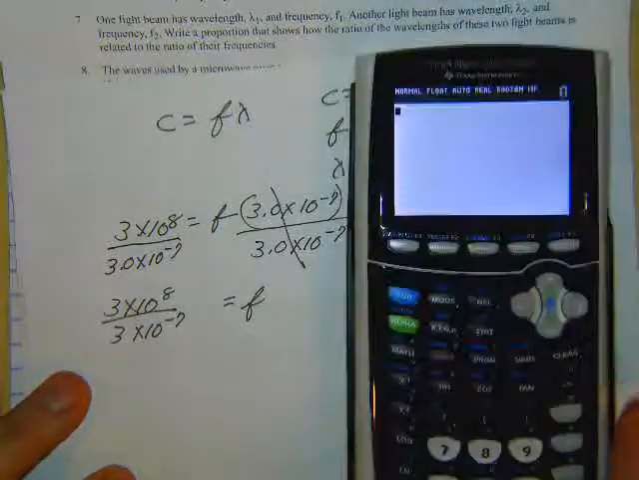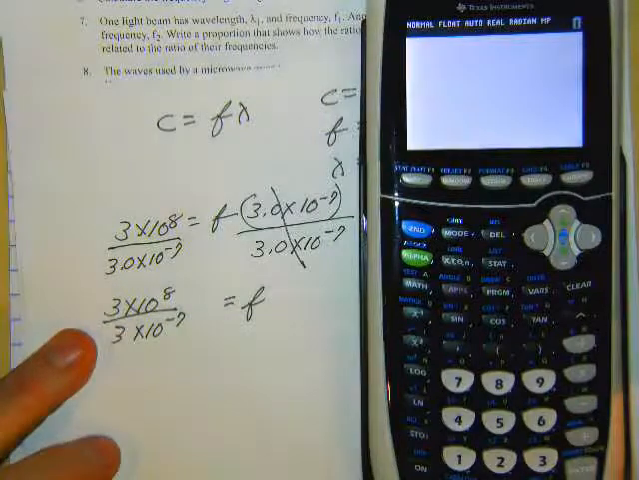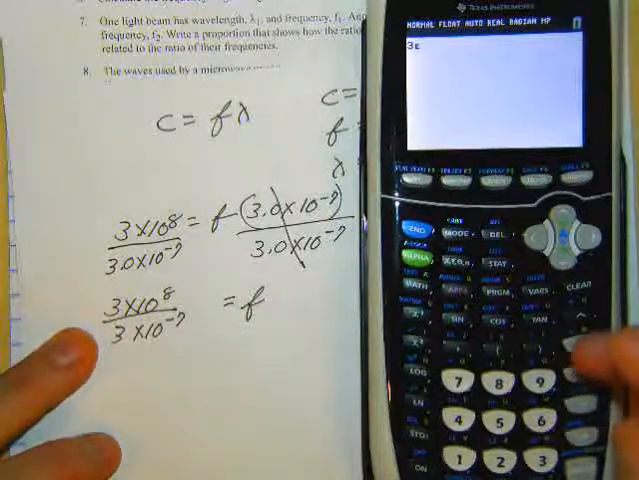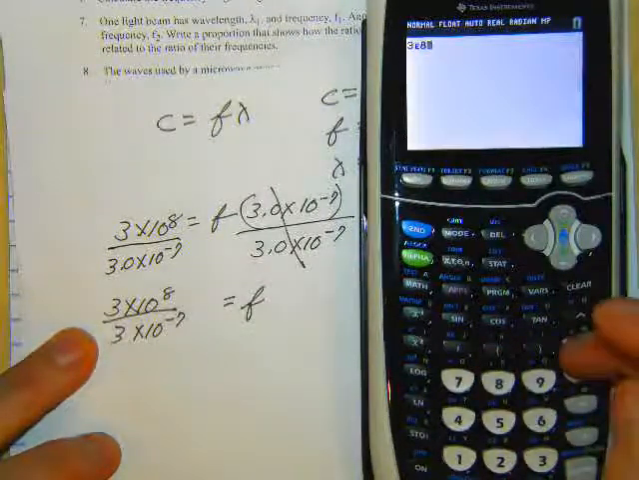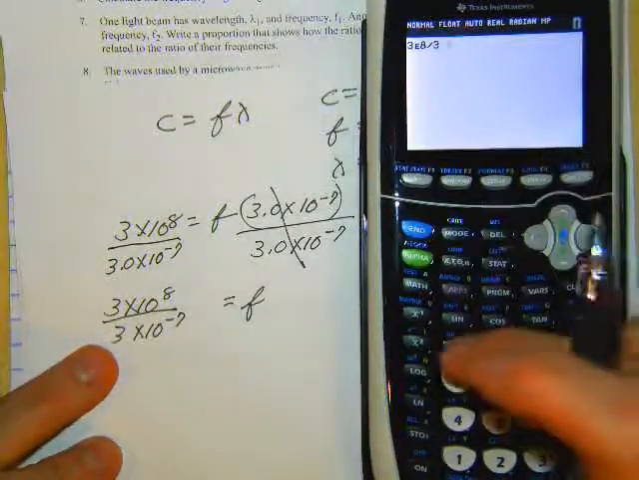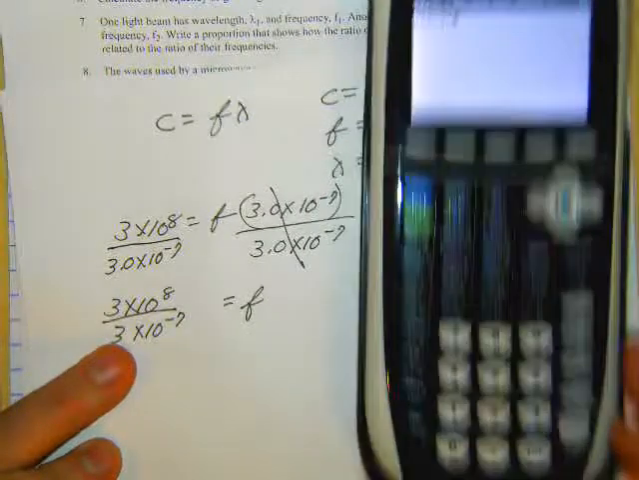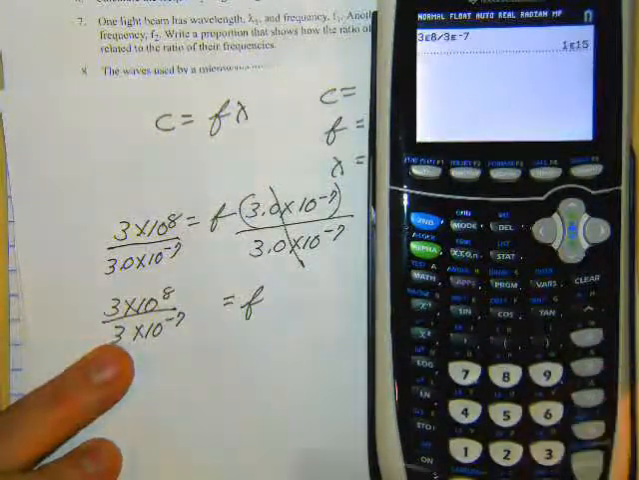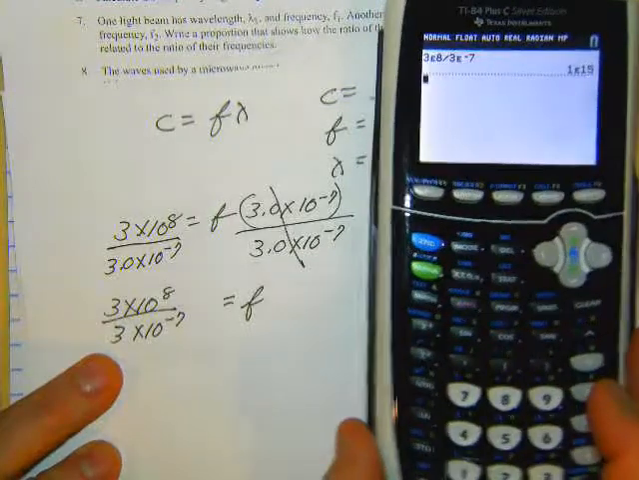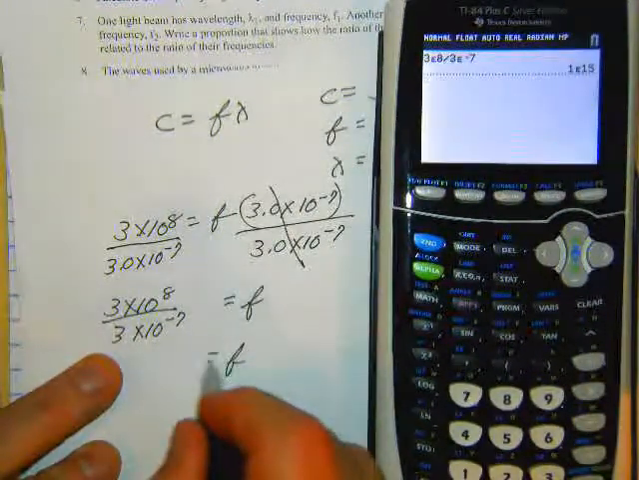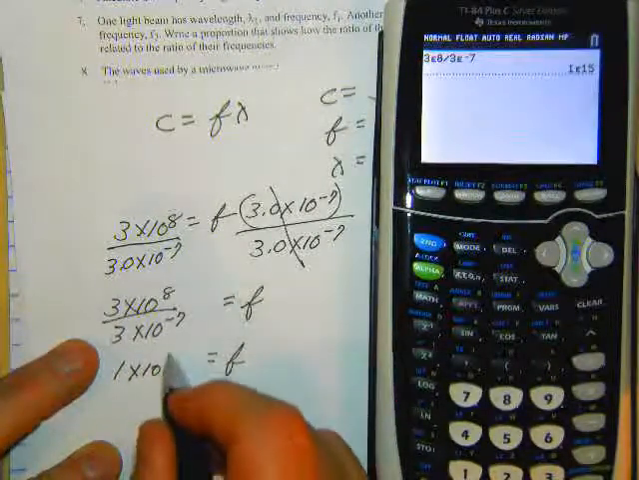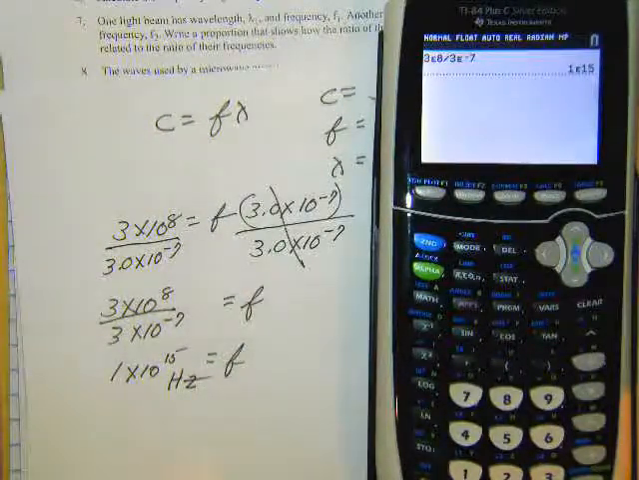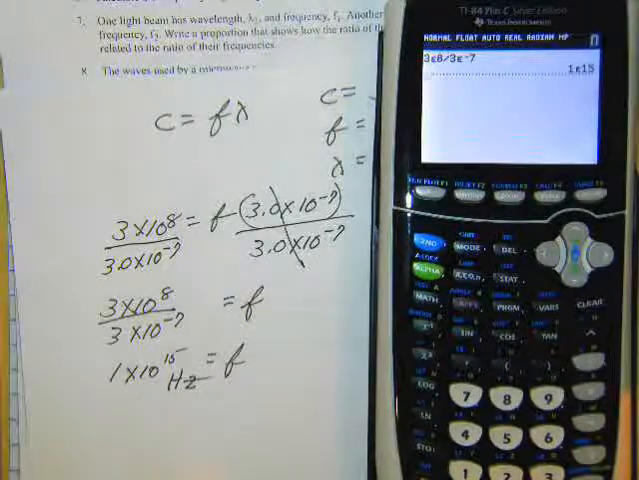Let's go ahead and get our calculator out. So we've got 3, second EE, and again, that gets you to the exponent, to the 8th. And we are dividing by 3, second EE, to the minus, and again, we've got to change the sign down here, minus 7. And we hit enter, and f equals 1 times 10 to the 15th, and frequency is in hertz. Again, really a pretty simple problem. It's just a straight division problem there.